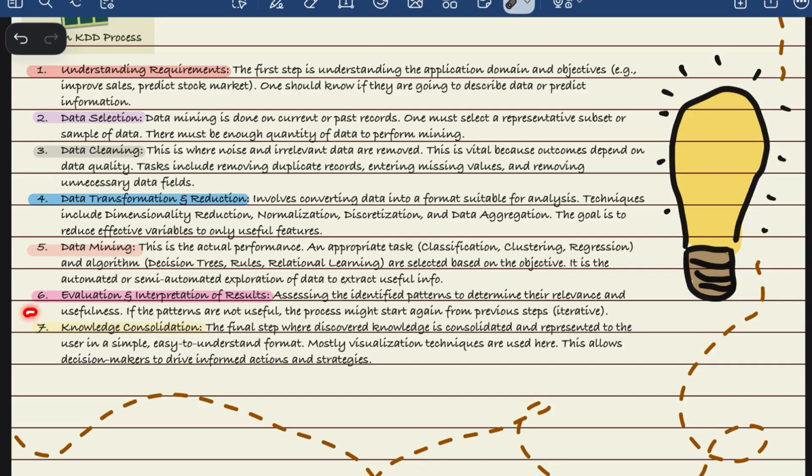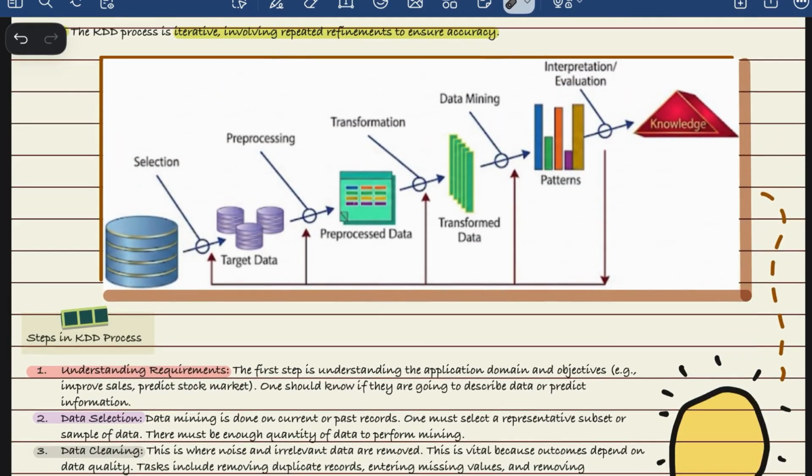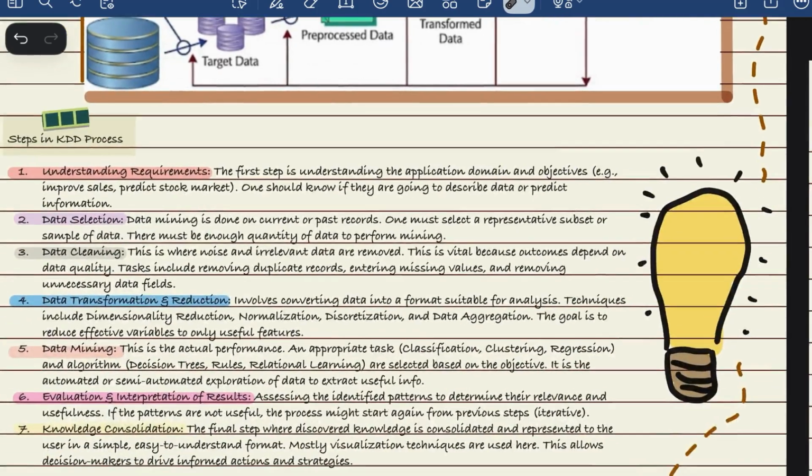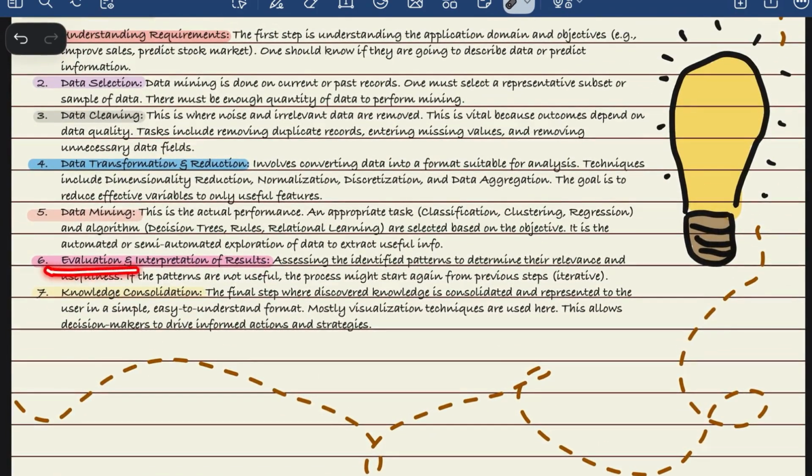All right, and then after applying the mining, you are able to get the patterns. So what happens, you evaluate and interpret the results. Once the algorithm spits out patterns, the human analysts inspect them. They ask the question, are these rules actually useful, or did the model just discover something obvious? Was it something which we didn't know?